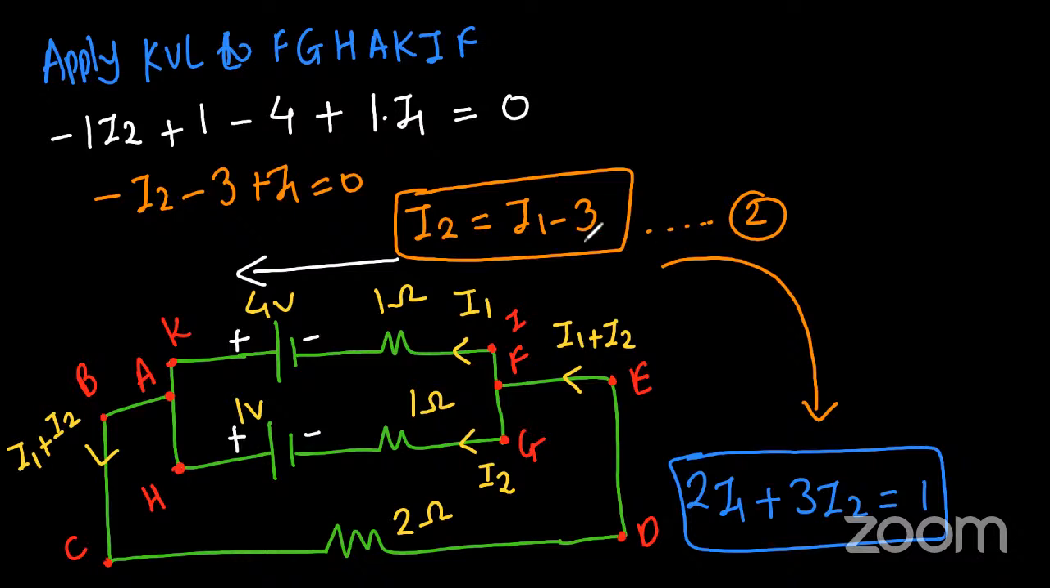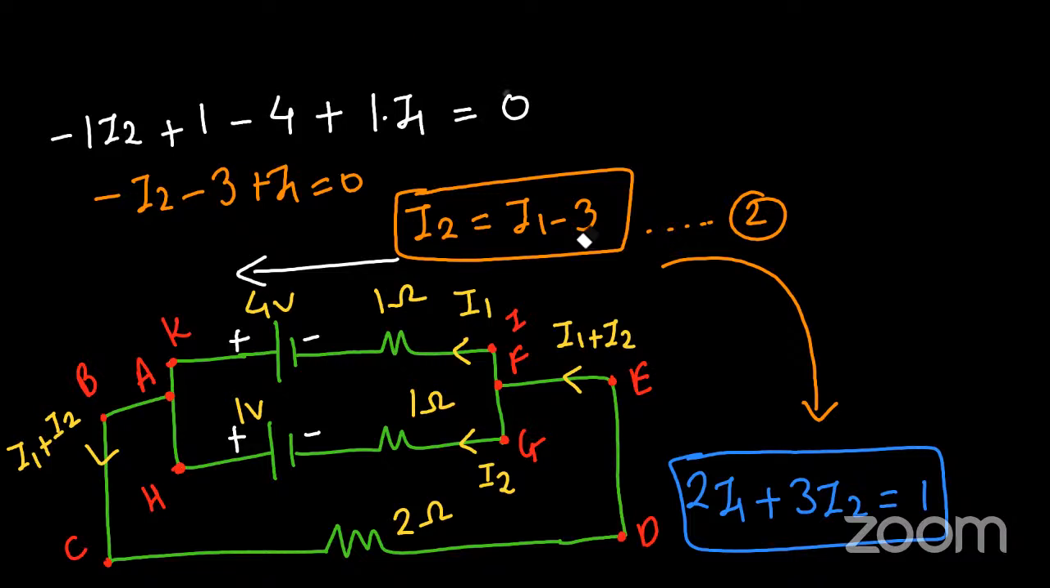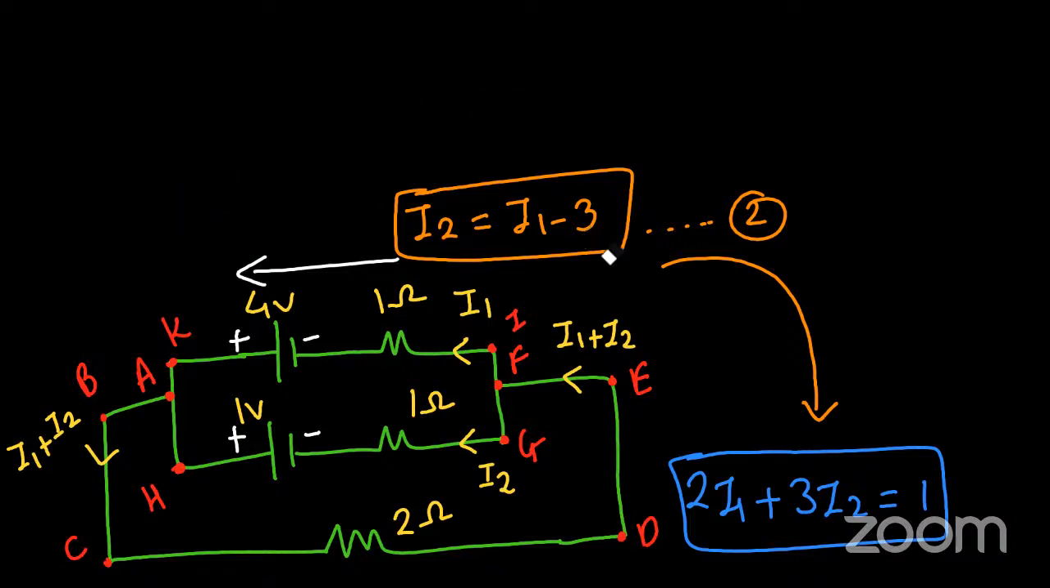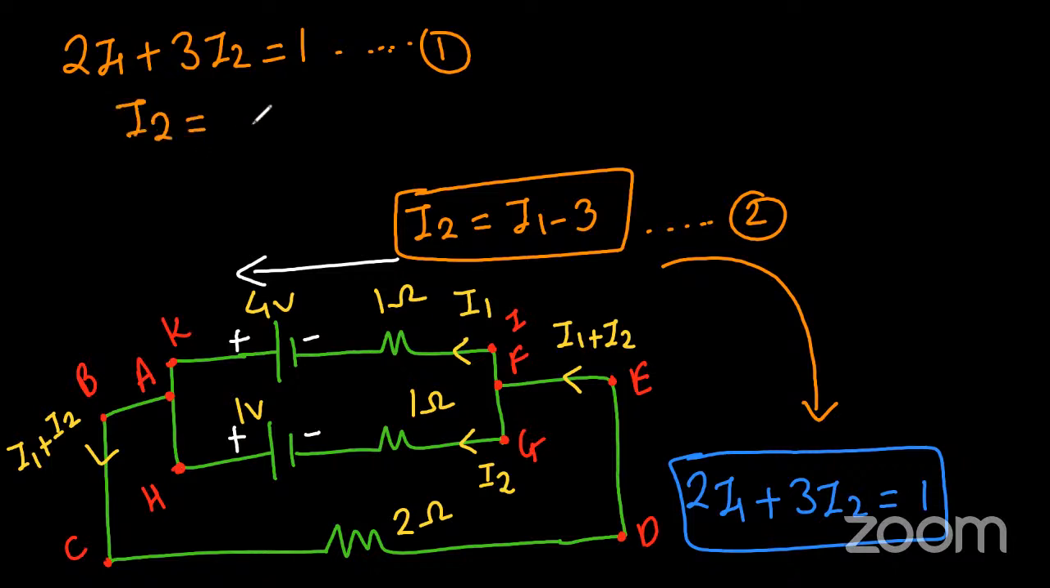So let me write the two equations once again. So what is the first equation? It is 2I1 plus 3I2 is equal to 1. This is your first equation. Now what is the second equation? I2 is equal to I1 minus 3. This is your second equation. Okay?